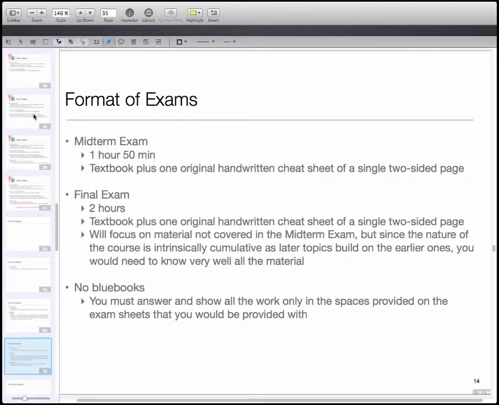No blue books. For all homework and exams, there'll be space for you to answer, and that's where you have to answer. If you use any other sheet, we will not grade it, and we are going to be very rigid about that. This applies to homework also. There is plenty of space in the homework booklet, and you have to answer there.